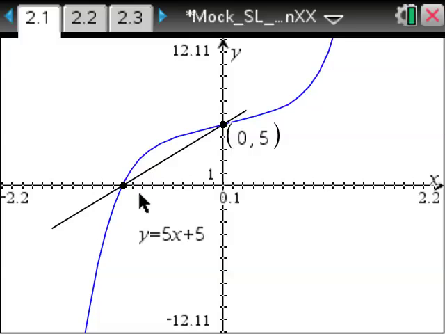Which, there of course, yes, because that's -1 all the way up to 5, so it's actually got a gradient of 5, not a gradient of 1. It was good that we checked that. So a line that's parallel to that will also have a gradient of 5.